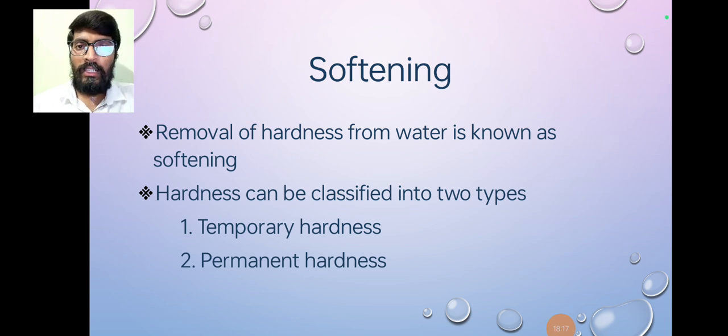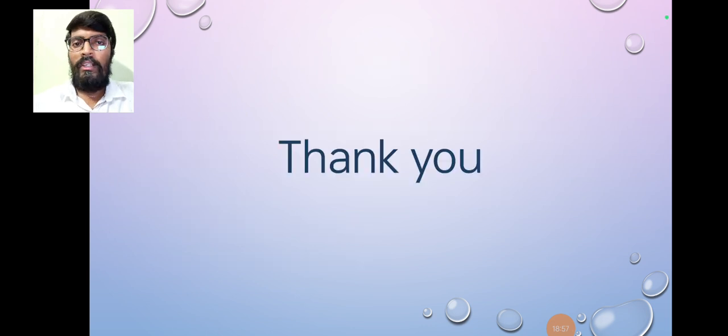The permissible limit of hardness of water is 75 to 200 ppm. If the hardness of water is about 75, that water is known as soft water. If the hardness is in the range of 75 to 200 ppm, that water is known as moderate water. If the hardness of the water is greater than 200 ppm, that water is known as hard water. So these are the different stages of water treatment.